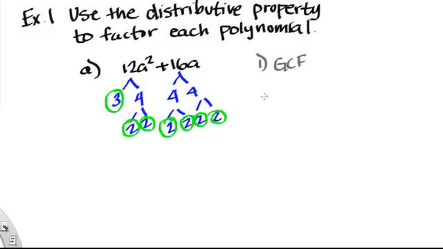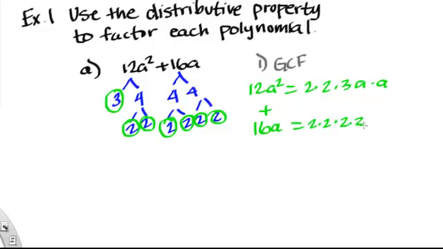I'm now going to find my greatest common factor. So I'm going to write the factors of 12a squared plus 16a. Factors of 12a squared are 2 times 2 times 3, and I'm taking 2 times 2 times 3 from this factor tree. And the factors of a squared are a times a. Now the factors of 16a. I have 1, 2, 3, 4 2's: 1 times 2 times 2 times 2 times 2, and just 1a.